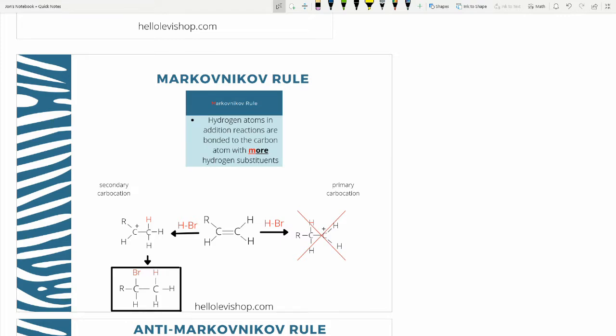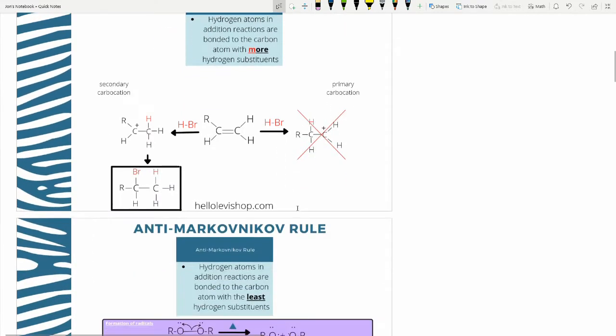And for those listening, it would be added to the right side of the double bond, where the 2 hydrogens are. Doing so will give us a secondary carbocation. The nucleophile, in this case the bromine, attacks the carbocation and forms the addition product.